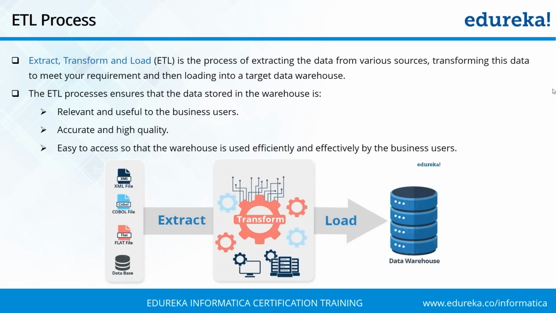Now, when we talk about the ETL process, it can mainly be divided into three main phases. The first phase is the extract phase, where you are extracting the data from various sources, then you transform this data to convert the data to a required format that you want, and then you finally load it into a target data warehouse. So once you have all the data in a common format in a target data warehouse, it becomes quite easy for you to process this data.